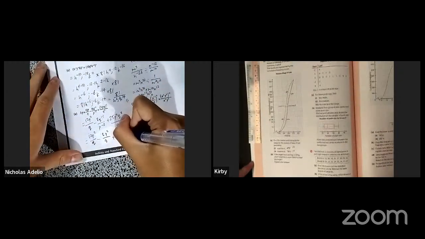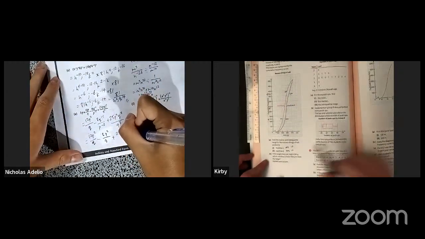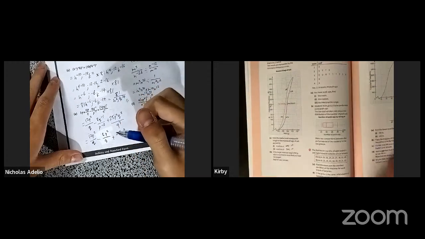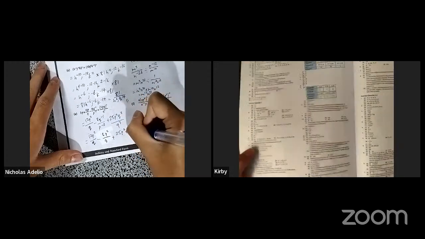Move your paper up, please. Am I correct? I don't know, Kirby. Really, I don't know. It looks about right, though. It does look about right. I'll check it, but I cannot tell on this. Yeah.